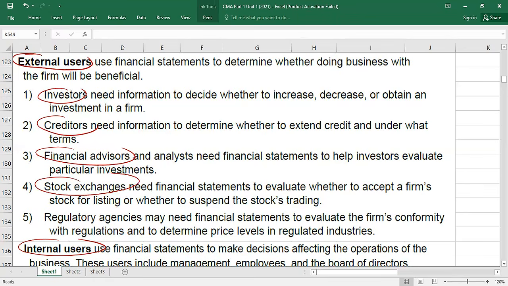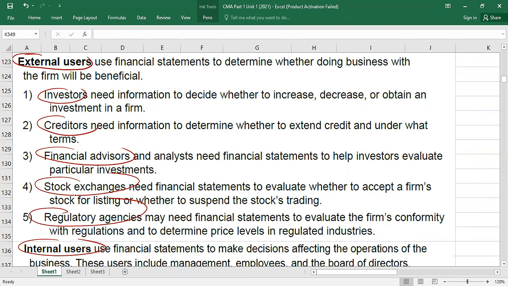Then we have stock exchanges. They are also users. Because it's a requirement of the stock exchange, if you are a listed company, you have to submit your audited financial statements to the stock exchange also, because they keep your records. Later on, you will not be able to change them. So they are also using them, whatever the purpose is.